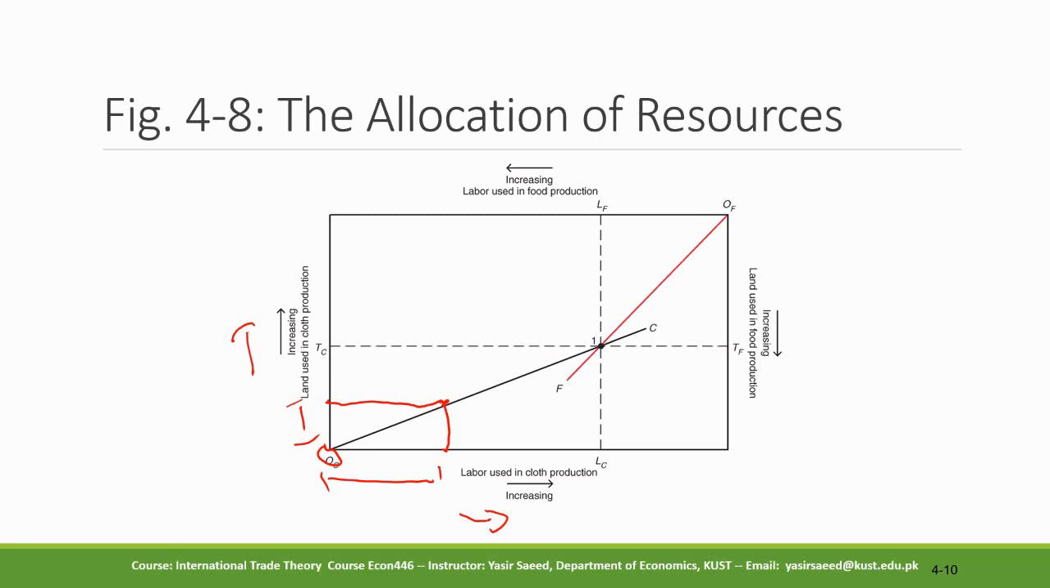This is slightly bent towards the labor axis, towards the x-axis. Its tendency is more towards the x-axis. Let's say we draw another one, it is again bent towards the x-axis. So this shows the intensity. It shows that cloth is a labor intensive product, as we have earlier assumed. If the shape of it was more upward inclined towards the y-axis, towards land, then we would have said that production of cloth is land intensive, because then it uses more land and less labor.